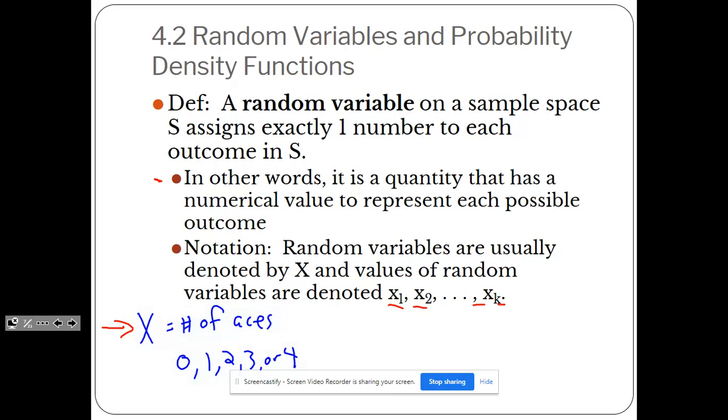And it can take on different values. So the capital X is the number of aces, and then the lowercase x's, so like you could say x sub 1 is 0, you have 0 aces, or 1 ace, or 2 aces, 3 aces, 4 aces. So the lowercase letter represents the values that it takes on.